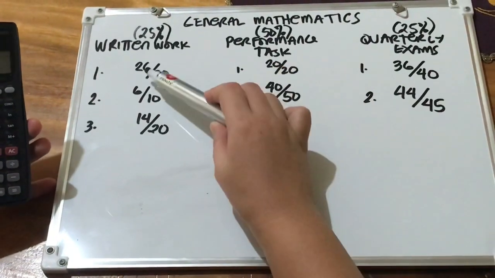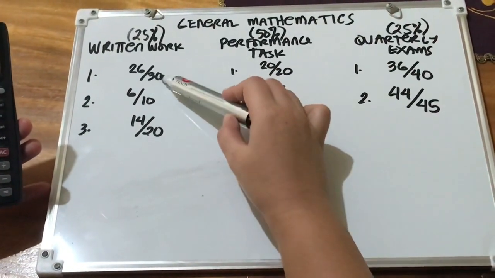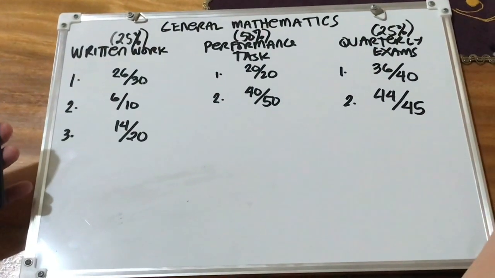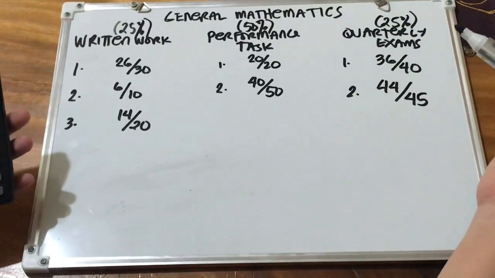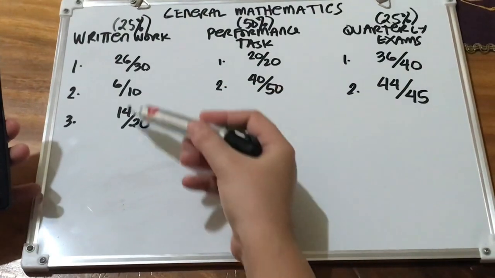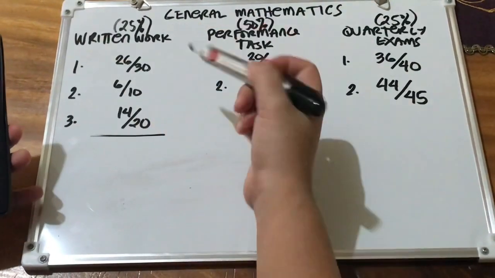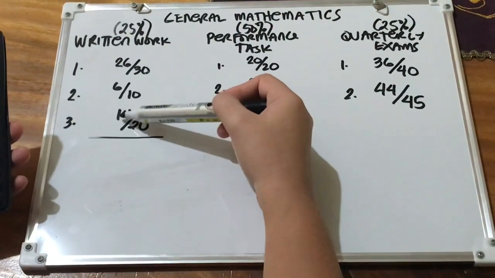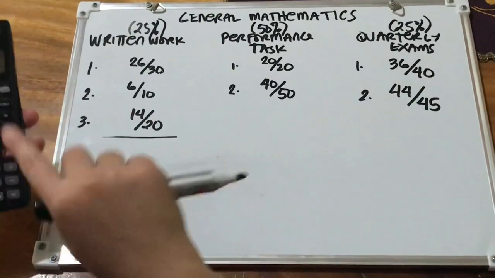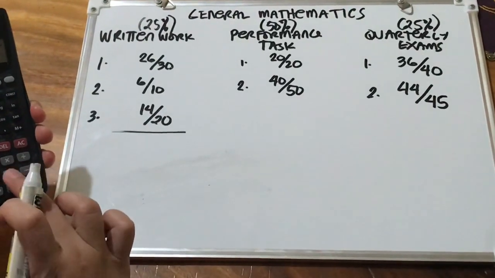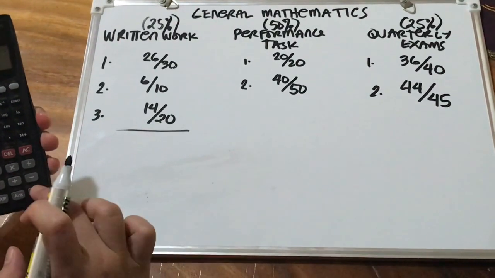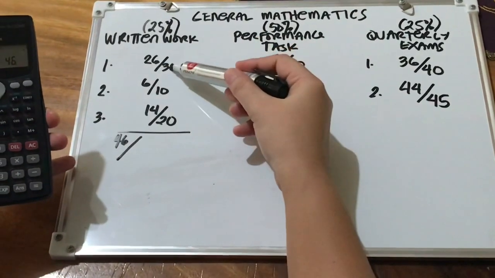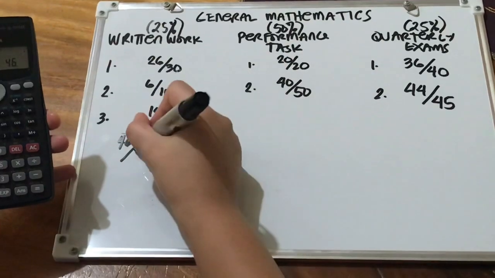In your written work, these are the scores: 26, your score over the highest score; 6 over the highest score; 14 over the highest score. Sometimes your teacher will base it on the perfect score, so in this case, we base it on the perfect score. Let us get the sum of your scores: 26 plus 6 plus 14. If you don't know that, there is a calculator that will help and guide you. Your score is 46 over 60, that is 30 plus 20 plus 10.